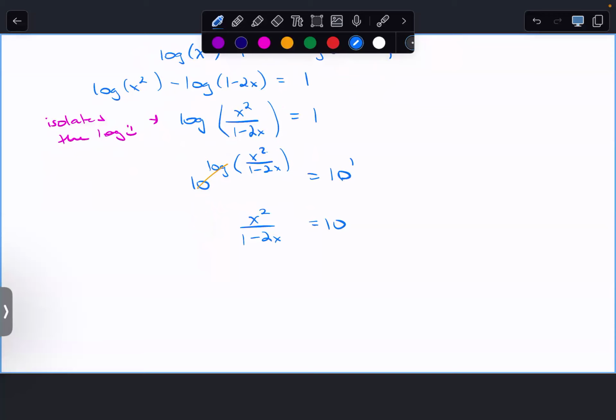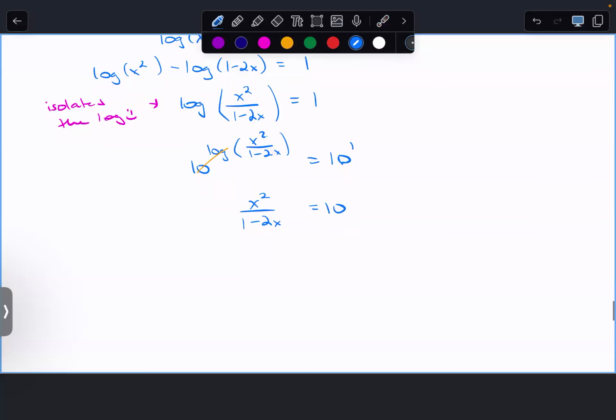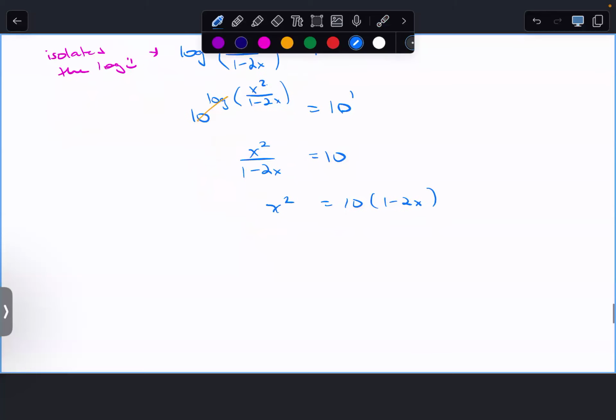Now, starting to sense a quadratic coming my way, because what can I do? I can move this 1 minus 2x over to the right-hand side, right? Multiply it over to the right-hand side first. So I get x squared is 10 times 1 minus 2x. So then I get x squared is 10 minus 20x.